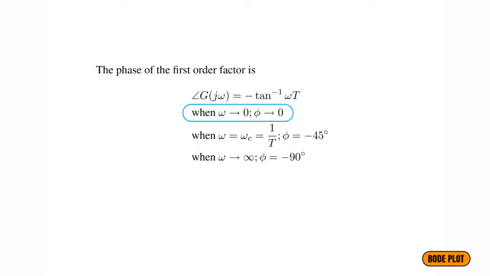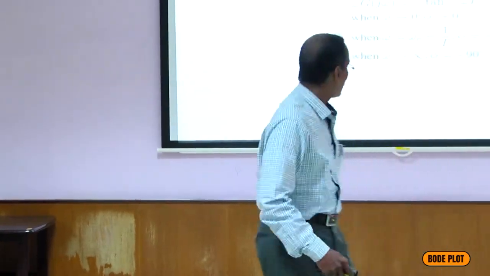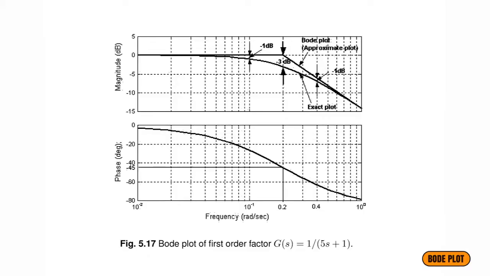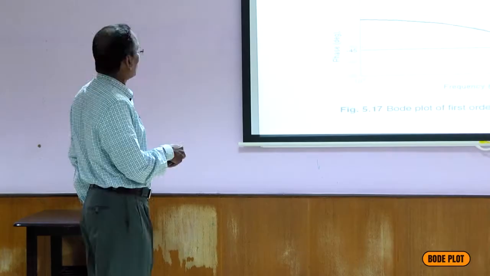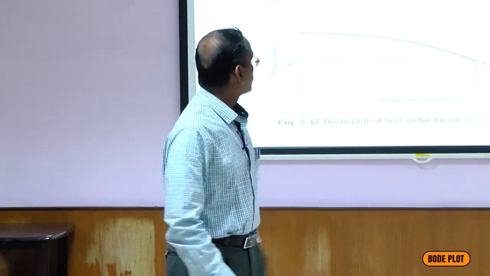So omega tau. As omega tends to 0, this becomes 0. As omega tends to infinity, it becomes 90. So the phase shift varies from 0 to minus 90. That's why the phase shift varies from 0 to minus 90. At corner frequency, definitely it is 45, because when omega equals 1 by tau, it becomes 1.